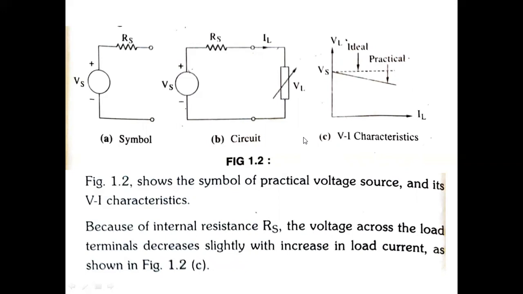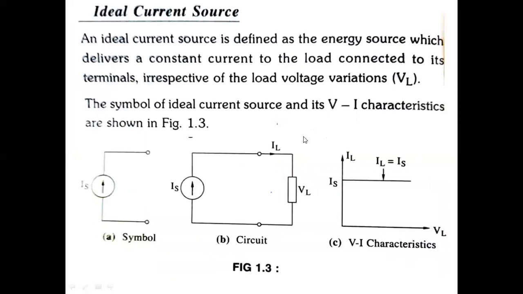Next, ideal current source. It is a source which delivers a constant current to the load connected to its terminals, irrespective of the load voltage variations. This is the symbol for the ideal current source. So IL is equal to IS, even though VL is variable. This is the ideal current source.